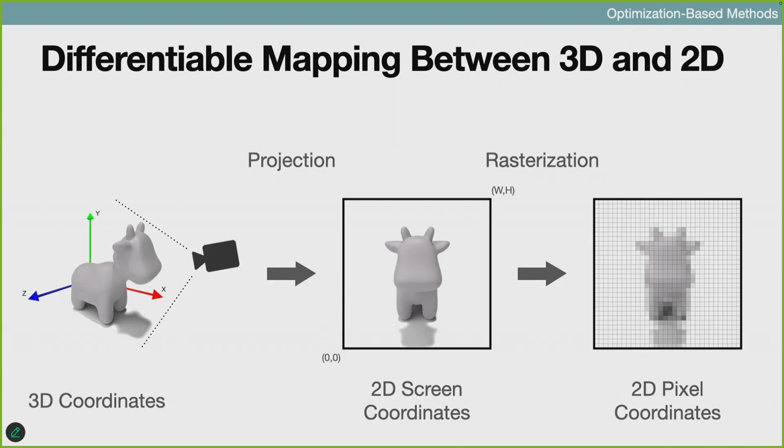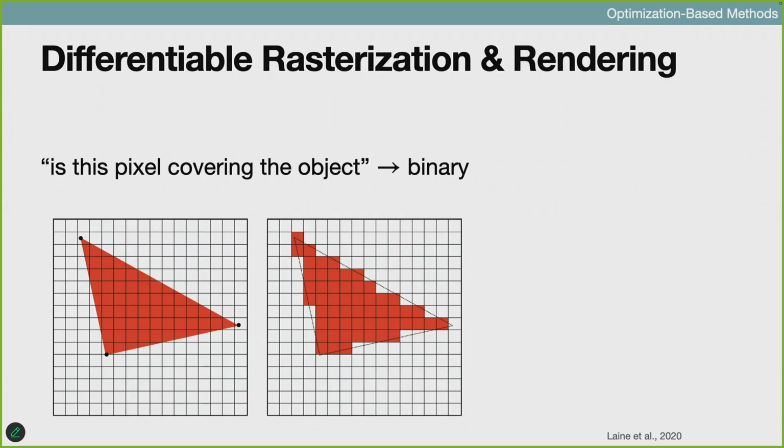So in order to enable these end-to-end optimization methods, we need a rendering pipeline that is differentiable. Going back to this projection rasterization example, if you look at this first step, the projection is pretty clearly differentiable, right? It's just a bunch of matrix multiplications to transform our coordinate systems. However, this rasterization step gets a little bit more tricky, and it's not obviously differentiable. So why is that, right?